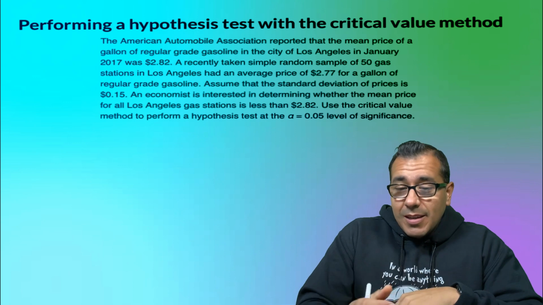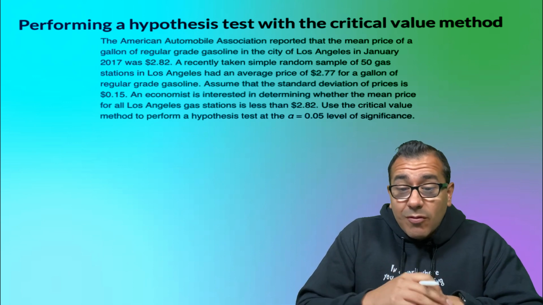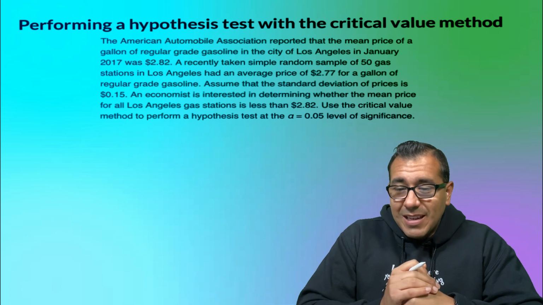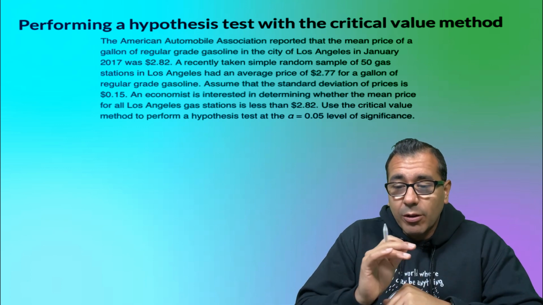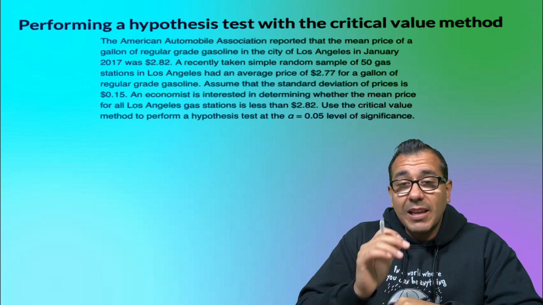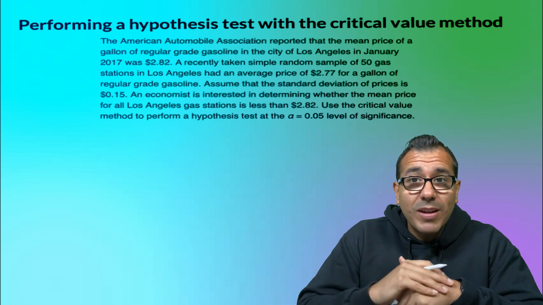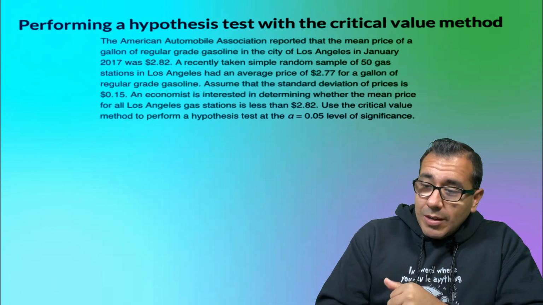In this case, an economist is interested in determining whether the mean price for all LA gas stations is less than $2.82. We're going to use the critical value method, and they give us an alpha level, the level of significance, of 0.05, a very common level. So let's set up the scene.